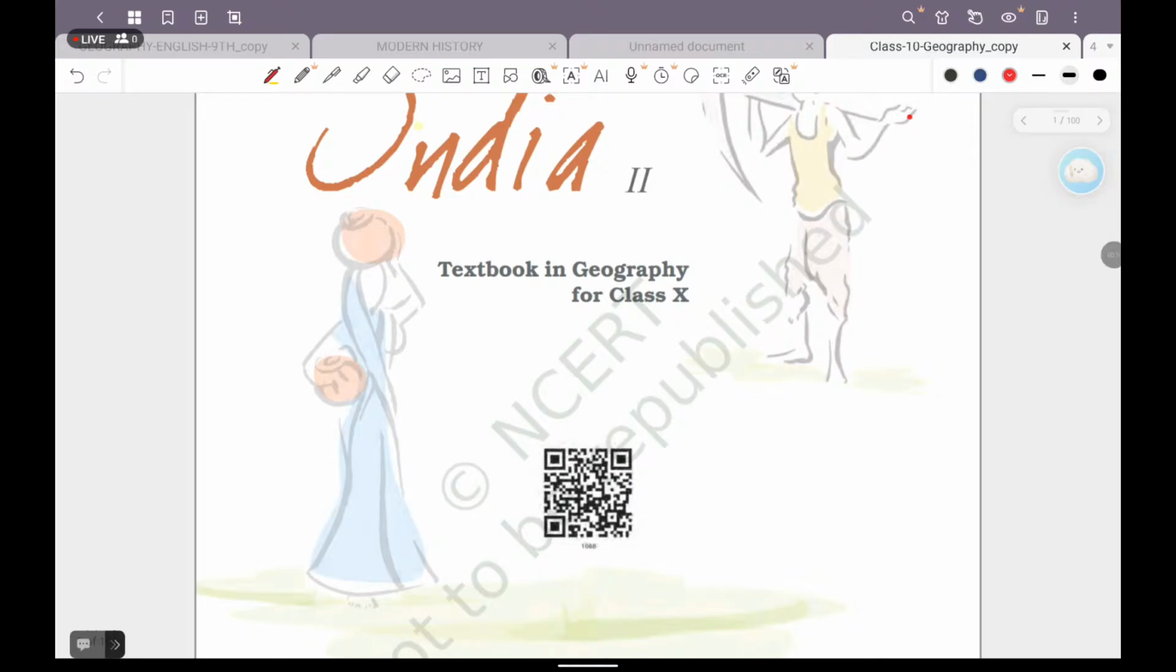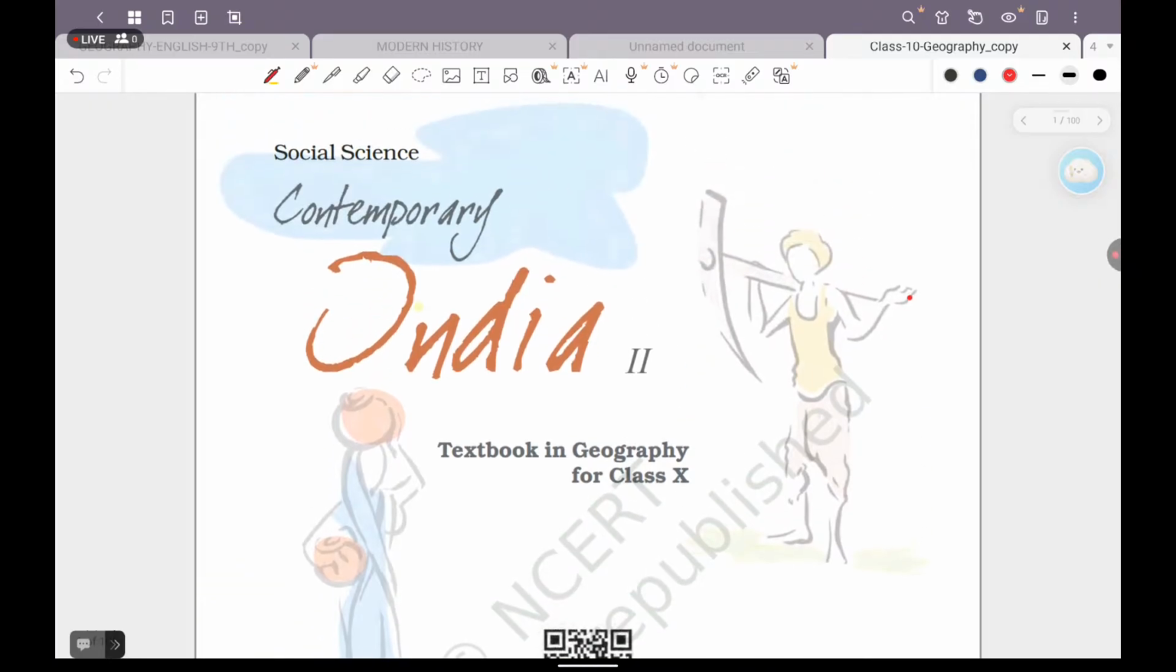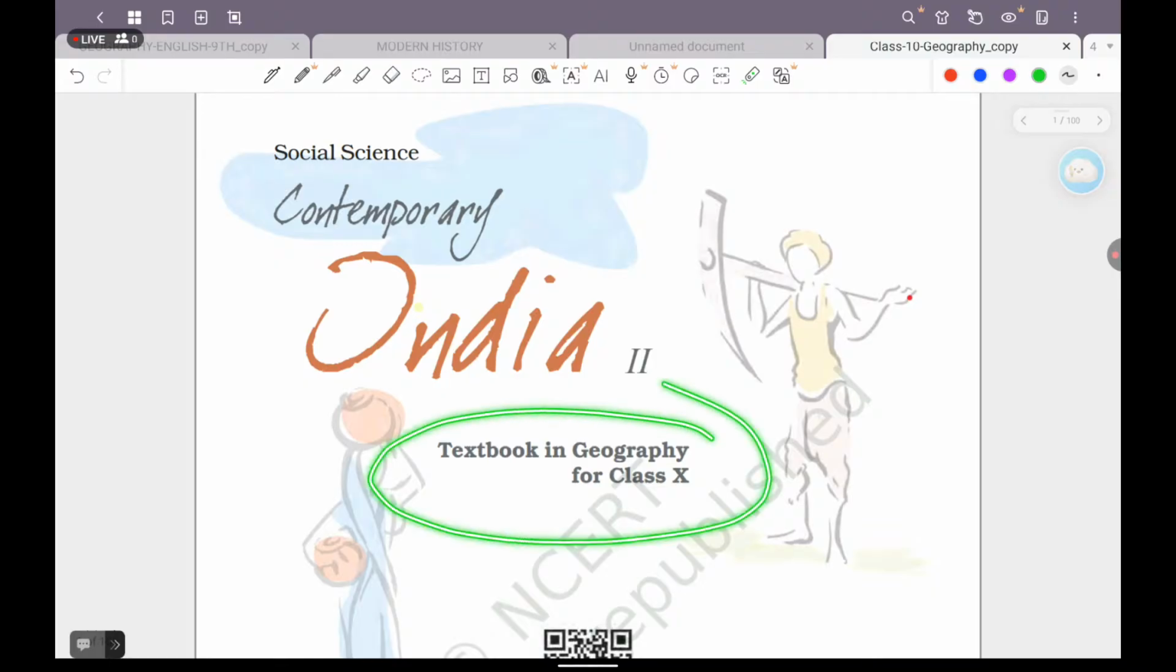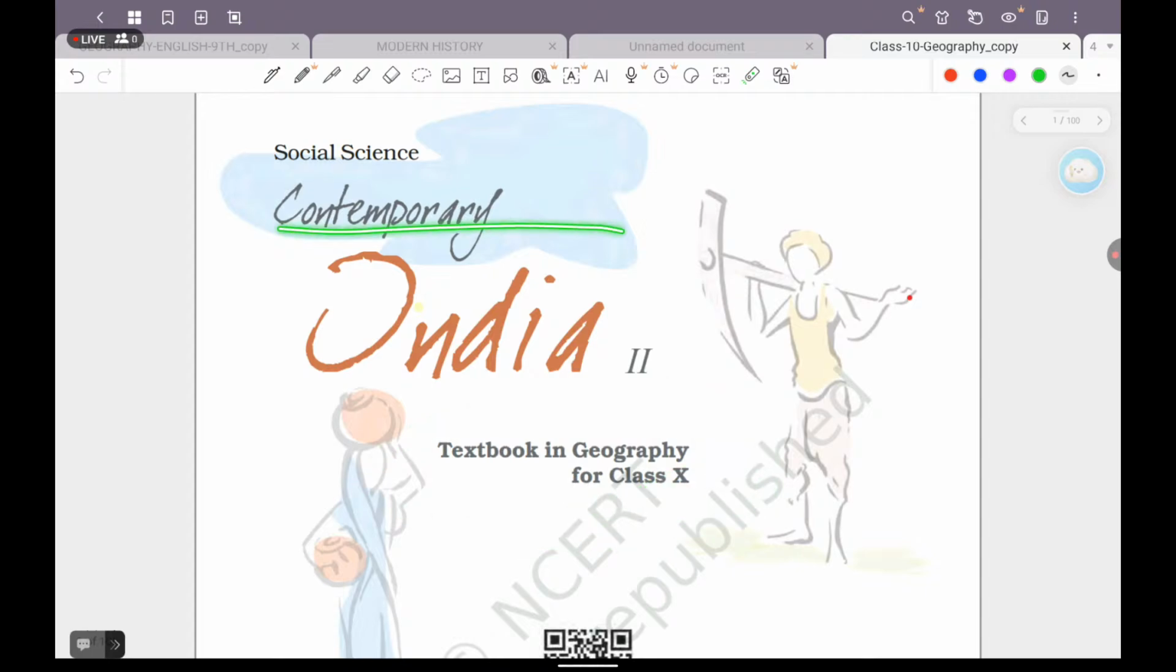So hello guys. From today we are going to start our new chapter, a new topic, that is the Geography of Class 10, because we have already completed the Class 6th, 7th, 8th and 9th NCERT of geography, and from today we are going to start the geography of Class 10th, that is the book named Contemporary India II.